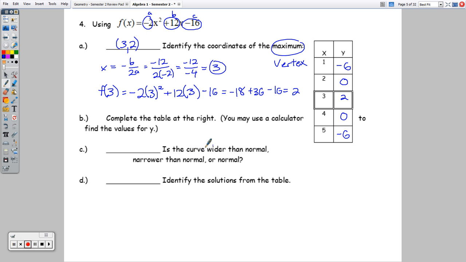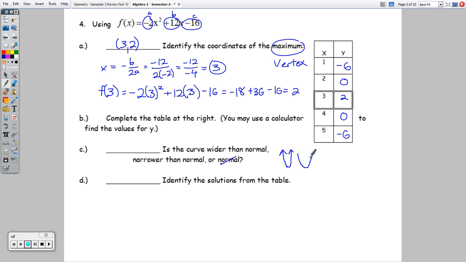So is the curve wider than normal, narrower than normal, or normal? So we look at this value right here to determine that. Now if this is equal to 1 or -1, it's normal. So that's not what we have here. It's either wider or narrower. Basically think, is it going to grow faster or slower than normal? If this is greater than 1, it grows faster. So if it's growing faster, it's going to be skinnier.